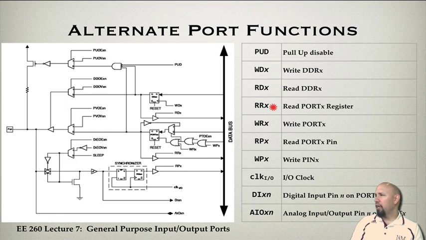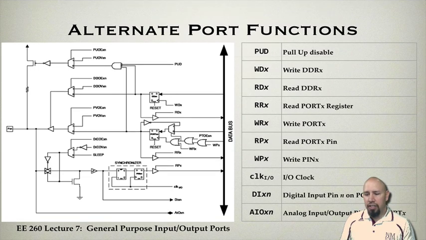These are the read from a port and the write to a port. This is a read from a certain pin. So this is the read to the entire register. This is a read for a specific pin, and this is a write to a specific pin. So you have options of writing to an entire port, or writing to specific pins or reading from specific pins. There's an I/O clock, a digital input pin on port X, and an analog input-output pin on port X. These are things that affect what's going on in here. So there's actually a lot of stuff going on.